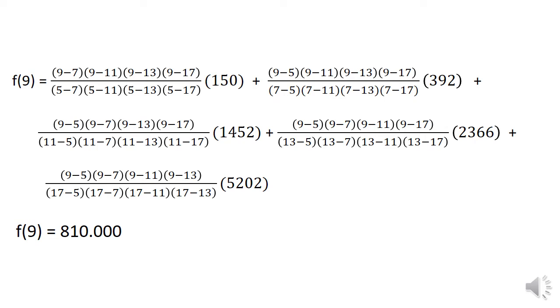Substituting x equals 9, we get x minus x naught is 9 minus 5, x minus x1 is 9 minus 7, similarly 9 minus 11, 9 minus 13 and 9 minus 17, divided by x naught, 5 minus 7, 5 minus 11, 5 minus 13 and 5 minus 17, with respect to f of x naught 150, plus similarly for x1 7, x2 11, x3 13 and x4 17. After simplifying, we get f of 9 equals 810.